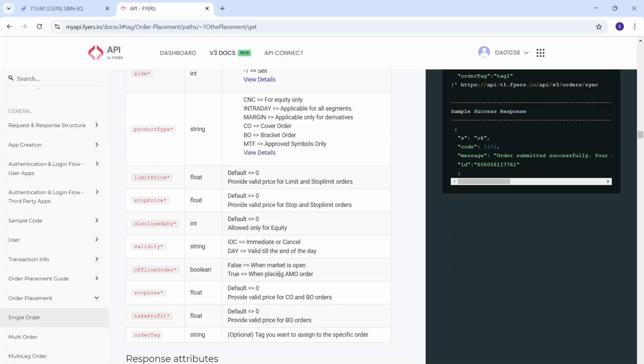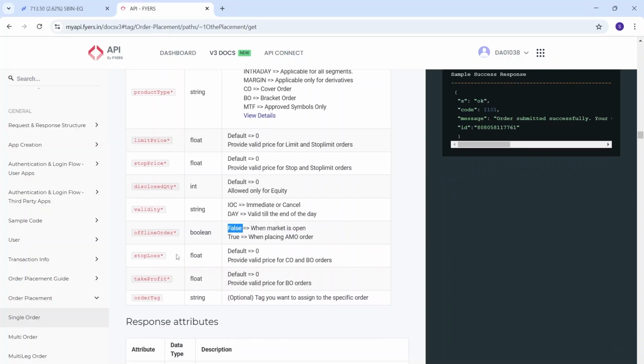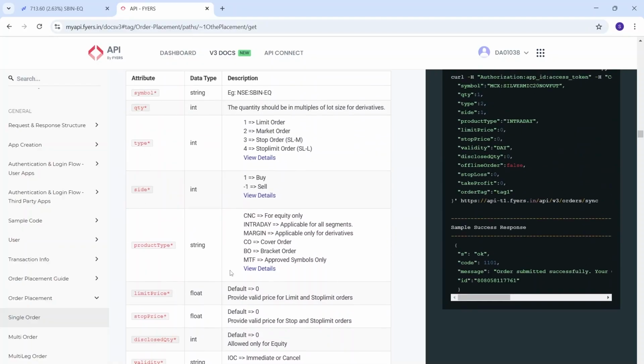Offline order basically means AMO orders, that is, after market orders, and since we are doing live trading, we will be using false here. And in the case of BO and CO, I will also be using the stop loss and take profit. As I said, I will be discussing them later. So those are the different attributes.